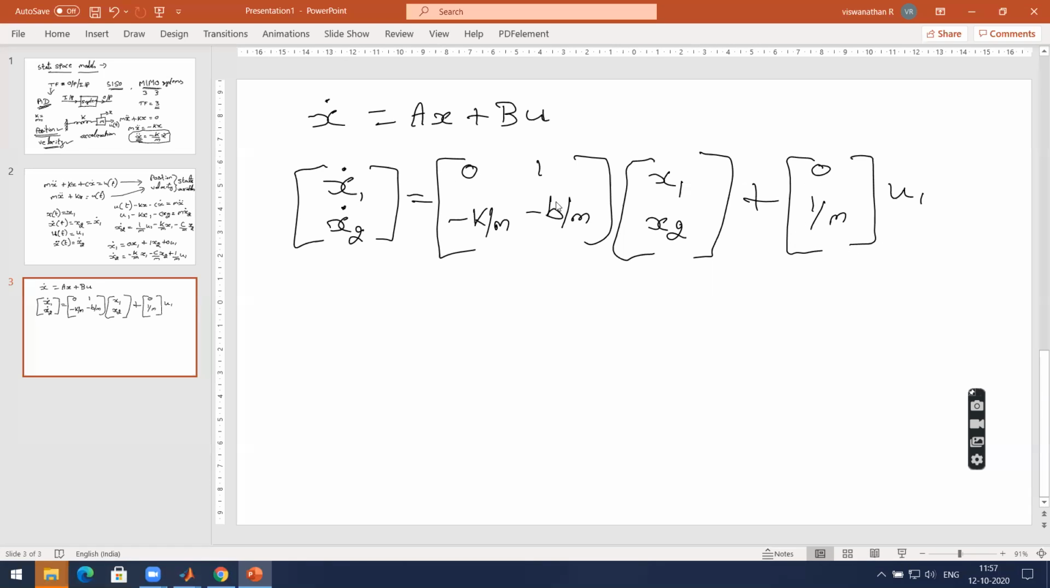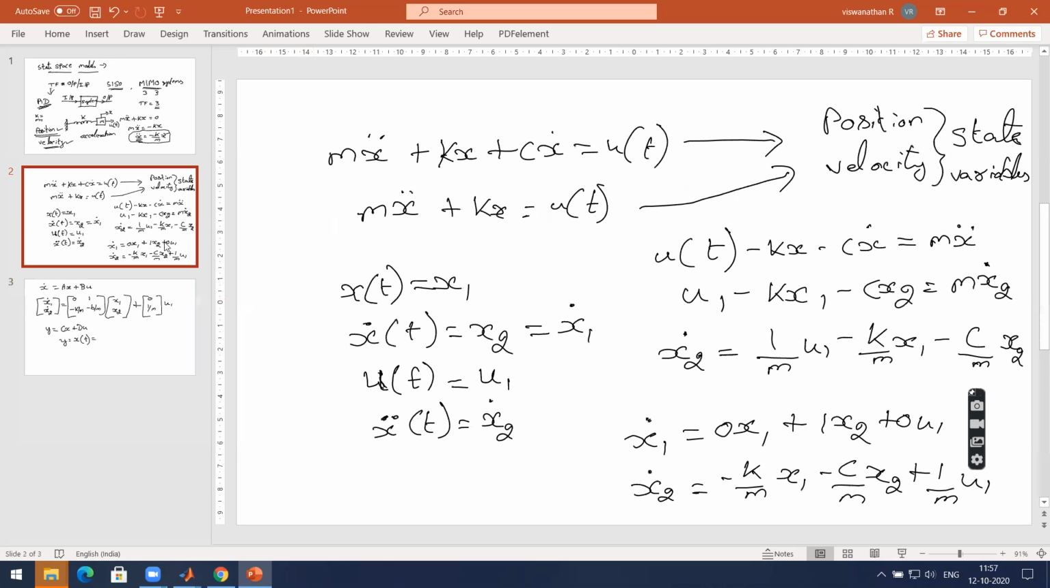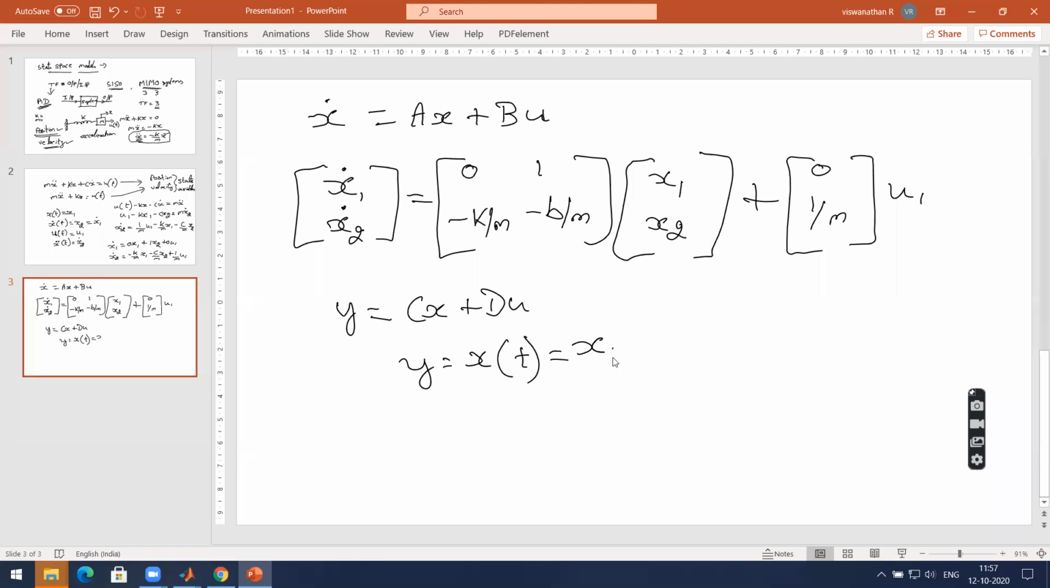So it is written of this form: x dot is equal to Ax plus Bu. Now there is another equation you need to write, which is of the form y is equal to Cx plus Du. Y is nothing but the output. What is the output? It is the position, the displacement, x of t. X of t is defined as x1. So y is equal to x of t, which is equal to x1.